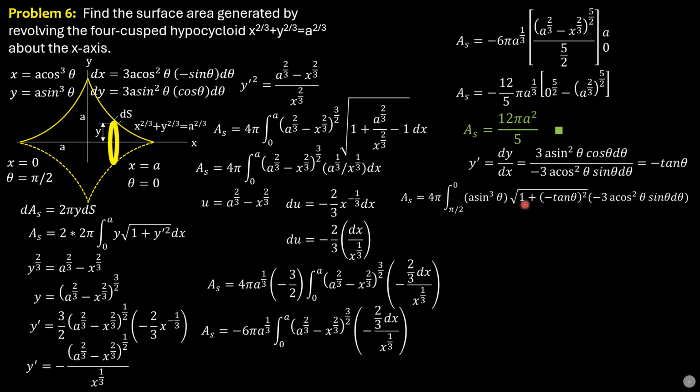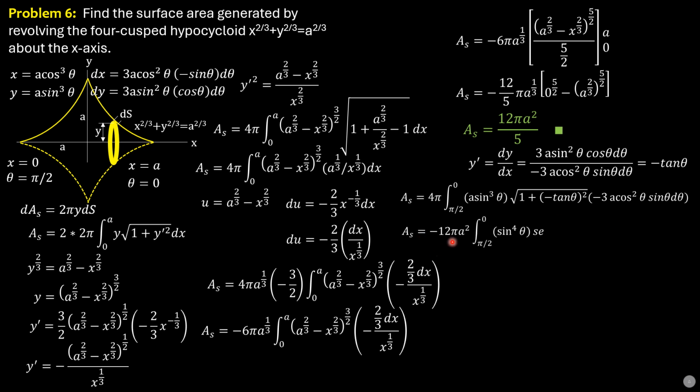So take note that the value in the radical is 1 plus tangent square theta, and 1 plus tangent square theta is secant square theta as an identity. We replace that. So we have 4 pi, a times a is a square, then times negative 3, so negative 12 pi a square, then integral from pi over 2 to 0 of sine to the fourth of theta, then this is secant theta, then times cosine square theta d theta.